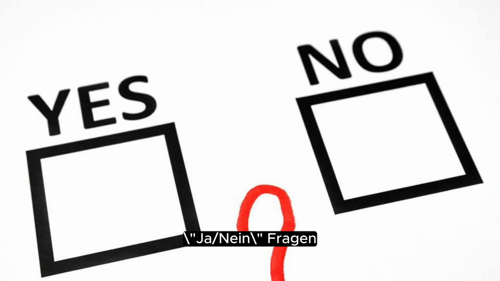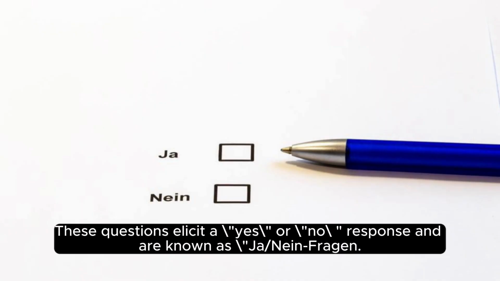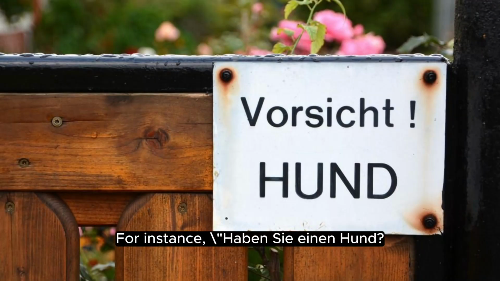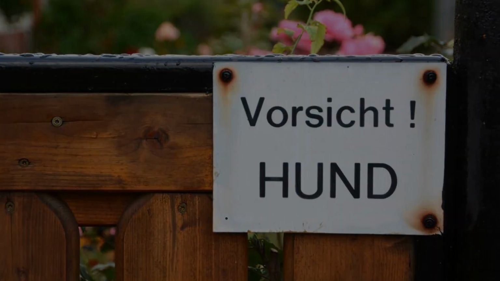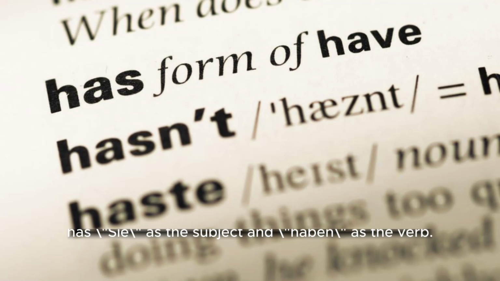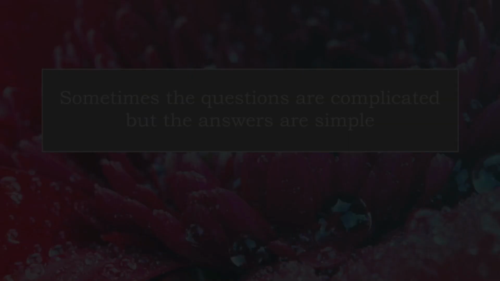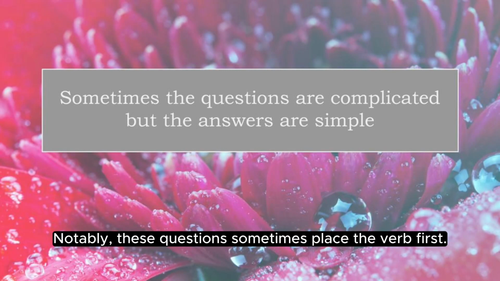Ja-nein-Fragen. These questions elicit a yes or no response and are known as Ja-nein-Fragen. Analyzing Ja-nein-Fragen. For instance, Haben Sie einen Hund? Do you have a dog? Has Sie as the subject and haben as the verb. Notably, these questions sometimes place the verb first.